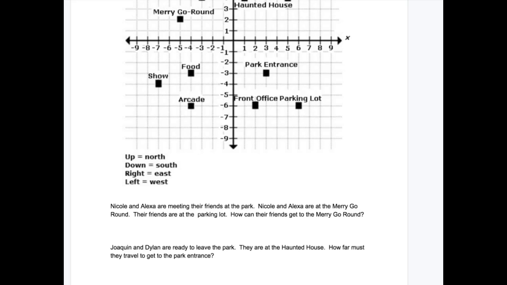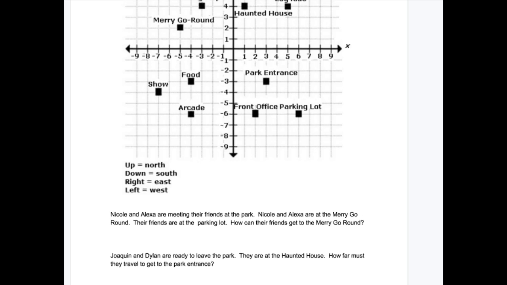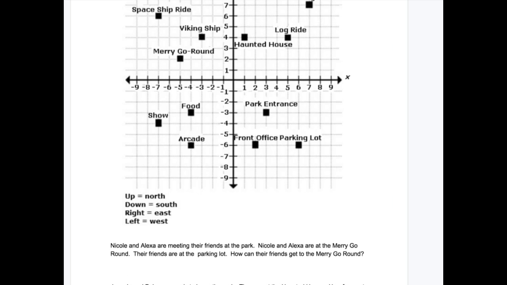Now, Joaquin and Dylan are ready to leave the park. They are at the haunted house. How far must they travel to get to the park entrance? So, here's the haunted house. Here's the park entrance. So if they're at the haunted house, this is 4, 1. That's the coordinate points here.